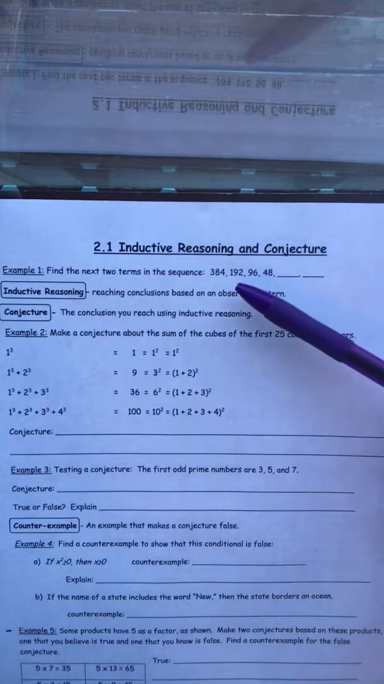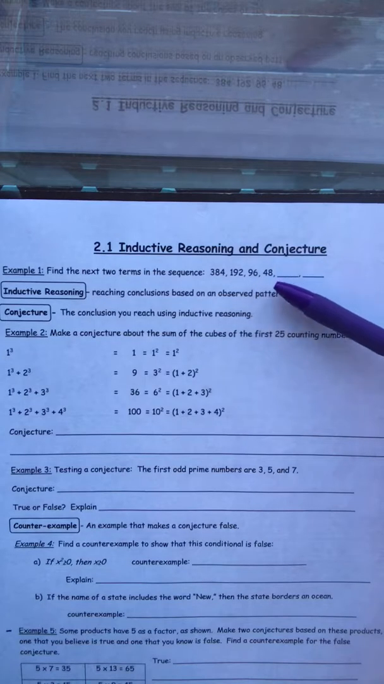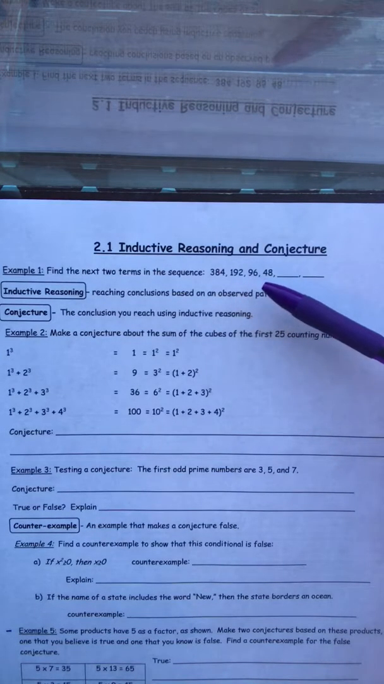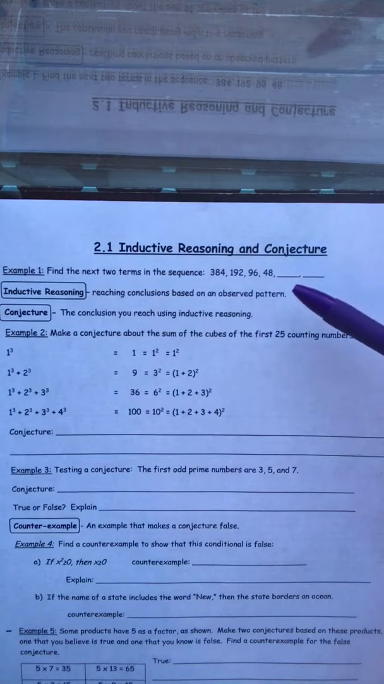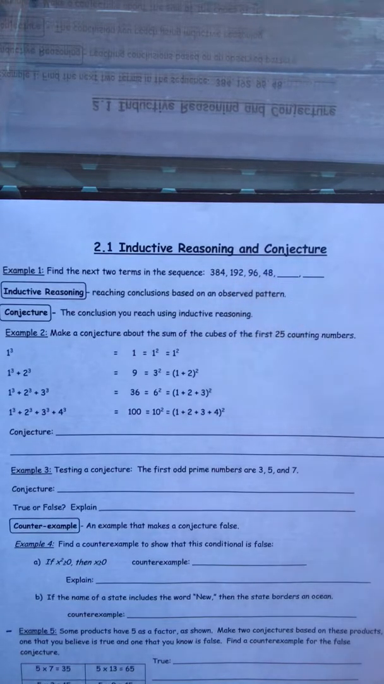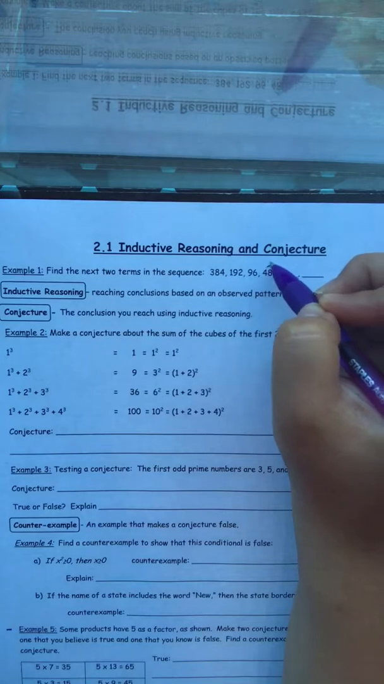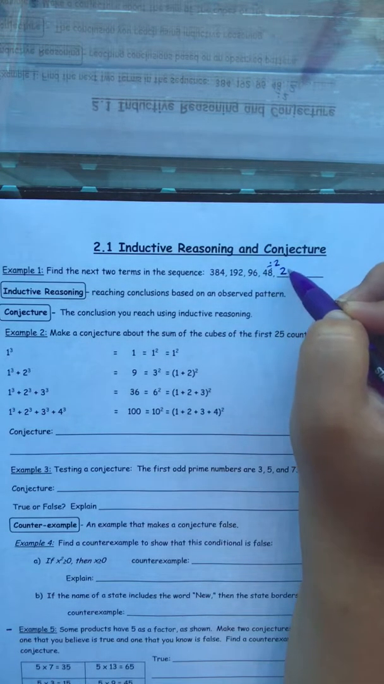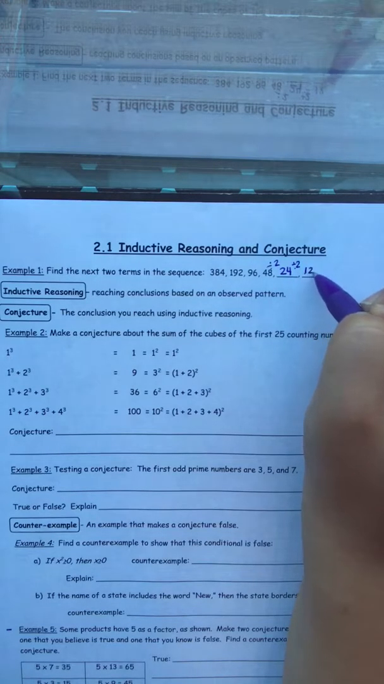So it starts with 384, then 192, then 96, then 48. Hopefully you've started to notice that the numbers are getting smaller. After investigating a little bit further, perhaps you start to notice that the numbers are being cut in half, which then leads us to the prediction that the next number in the sequence would be 48 divided by 2, which is 24, and 24 divided by 2, which is 12.